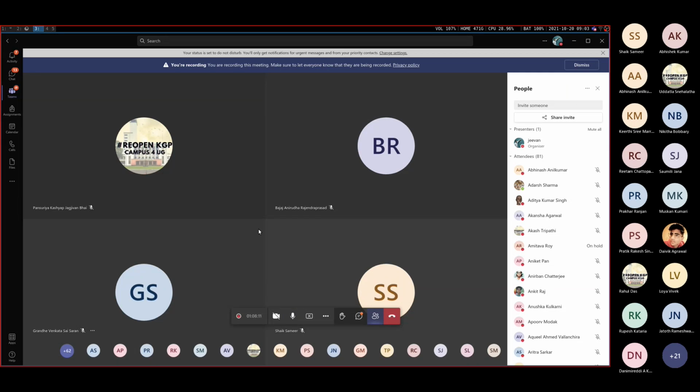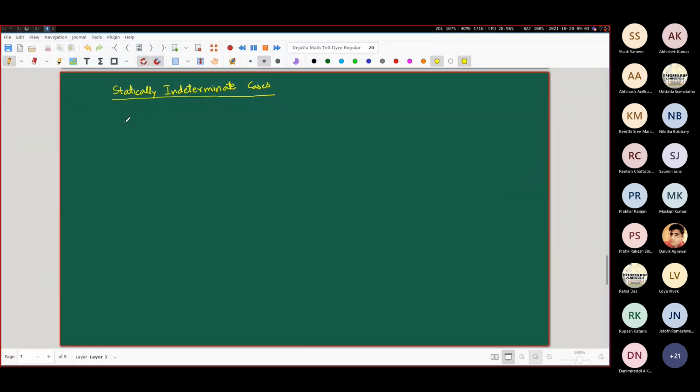All right, let us start again. So we are going to start discussing the statically indeterminate cases. Now, as with the previous statically determinate cases, it will be best to explain these things by considering specific examples. So let us consider such an example. We consider a statically indeterminate beam, and I'll draw this and you tell me why it is statically indeterminate.